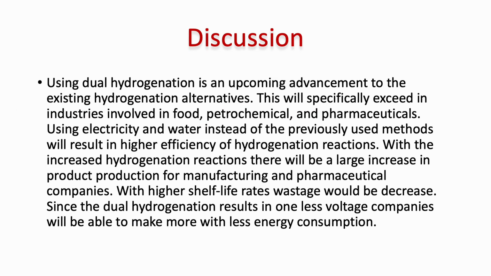So how is this actually going to affect us in everyday life? Basically, we are using electricity and water instead of the old method of pressurized hydrogen gas with this dual hydrogenation alternative, which has a higher efficiency of hydrogenation reactions. So this will increase product production for manufacturing and pharmaceutical companies with higher shelf life and less wastage. Since it results in 1 less voltage, they will be able to make more with less energy consumption.